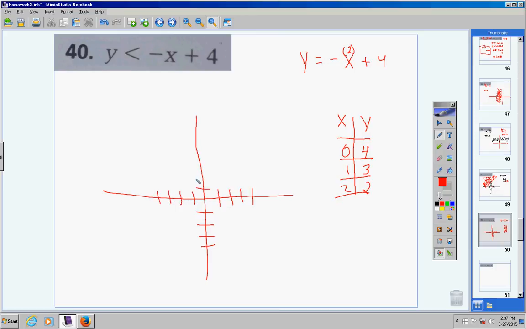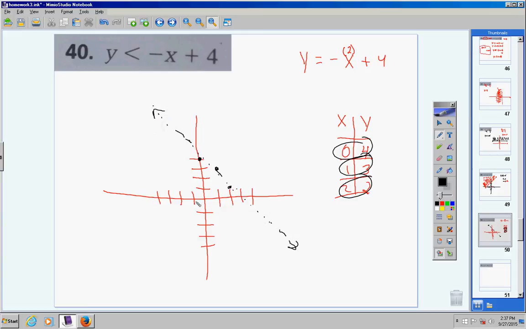I cannot forget to shade. Alright, so here we go. Alright, 0, 4, over 1, up 3, over 2, up 2. There's my 3 ordered pairs right here. 1, 2, 3. Now notice there's no equal sign here, so it's going to be a dotted line. And my 3 points are not lining up perfectly, but that's because my graph is not perfect. So it's okay. There's my dotted line.